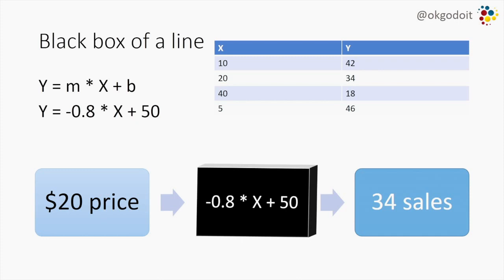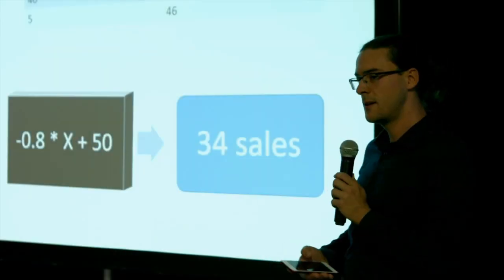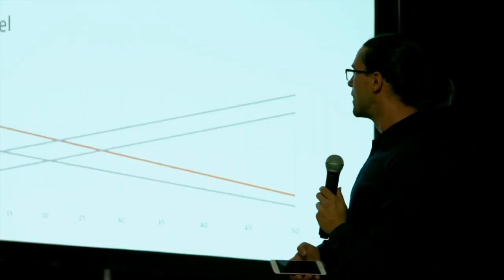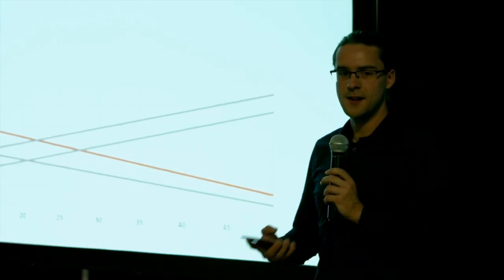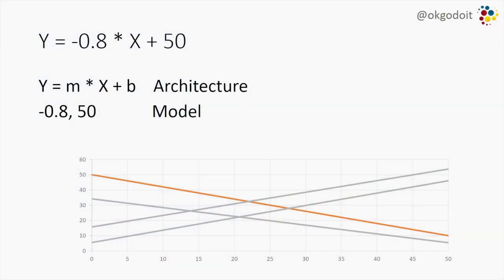So given a price, we feed it into this machine learning black box, scary mumbo jumbo, but really all it is doing is running this simple equation that tells us we can expect 34 sales. You might look at y equals mx plus b as the architecture, the general shape of the algorithm. Again, this is oversimplified. It's called a linear model. We're just putting a line through it. And it only has these two parameters, the negative 0.8 and the 50. In that case, that describes our data.